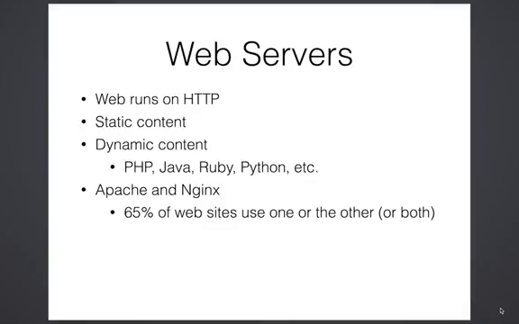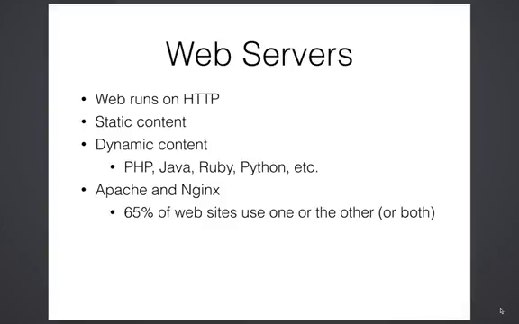Web servers themselves, web server software, the two most popular web server software engines are Apache and Nginx. And between the two of them, 65% of websites use one or the other or both. In a lot of cases, it's both. Nginx is designed to be smaller and lighter than Apache and to be really speedy at serving static content. There are ways to use things like PHP with it, but in general, if Nginx is serving dynamic content, it's acting as a proxy to something else that generates and serves up the dynamic content.